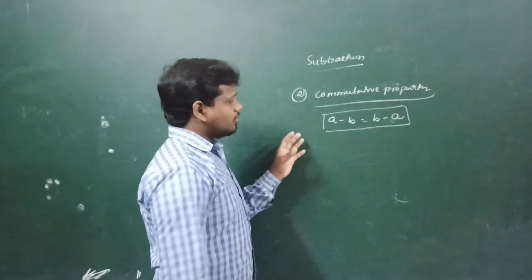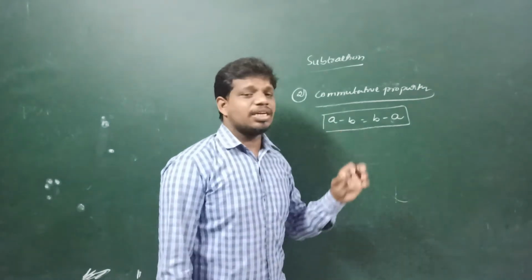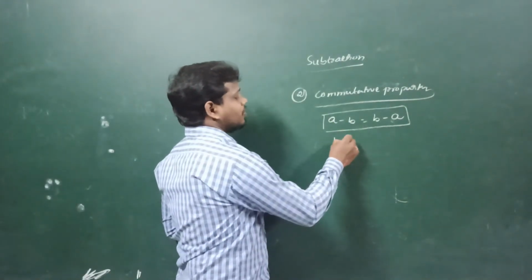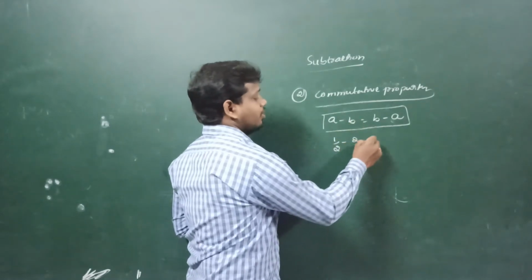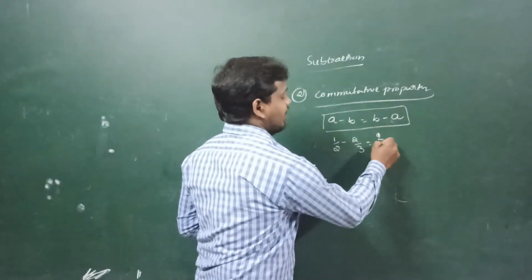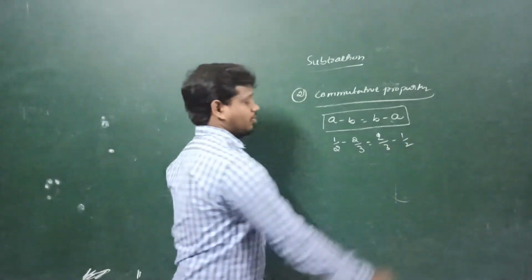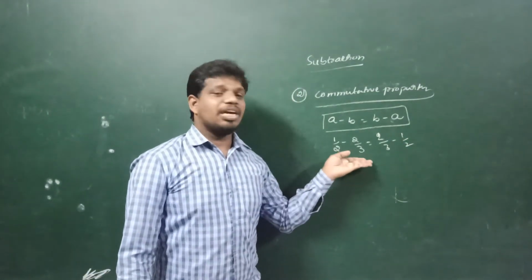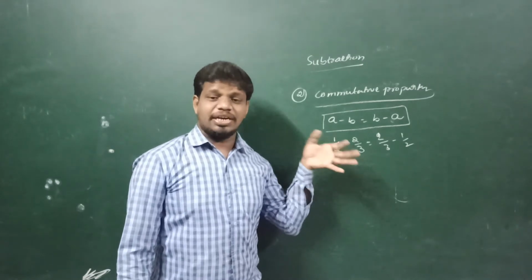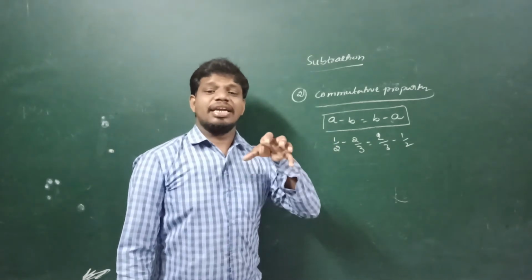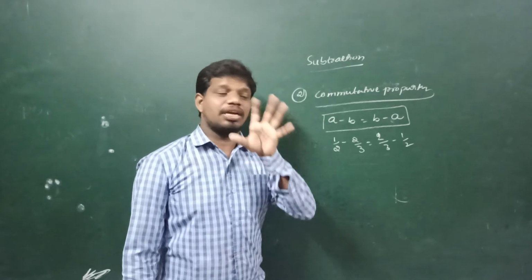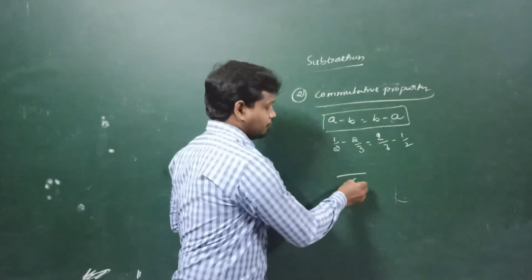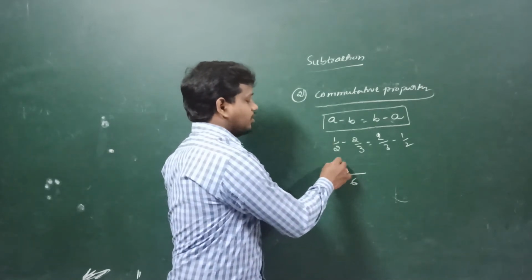Okay children, so the same numbers we can take for this example. A equal to 1 by 2 and b equal to 2 by 3. So here, the same, substitute: 2 by 3 minus 1 by 2. Again check, children, here the denominators are unequal. So what can we do? Find the LCM of denominators. What is the LCM of 2 and 3? 6.